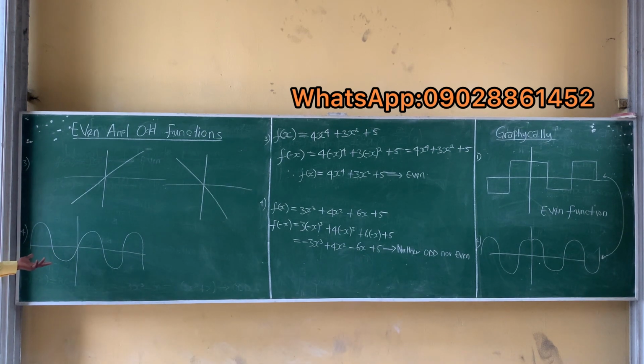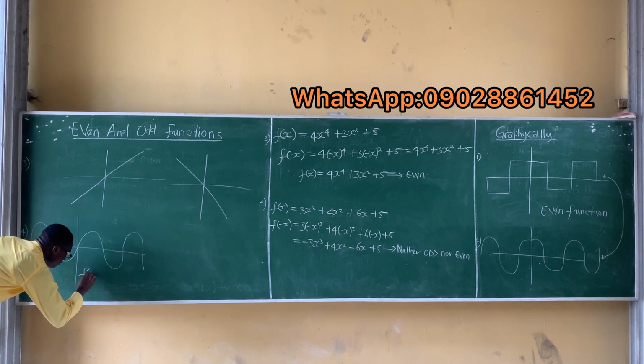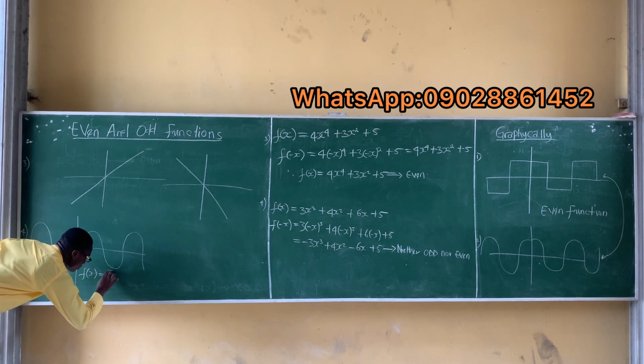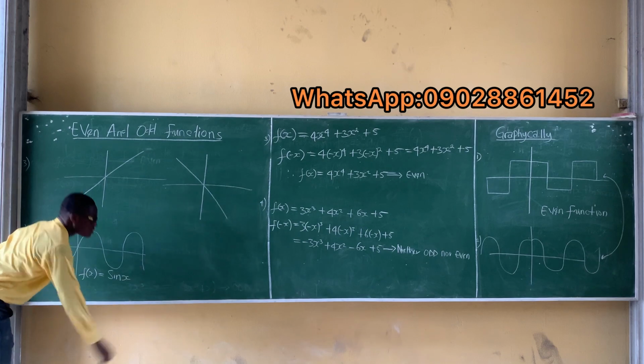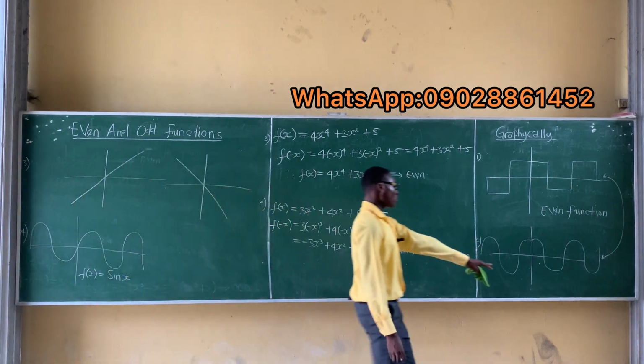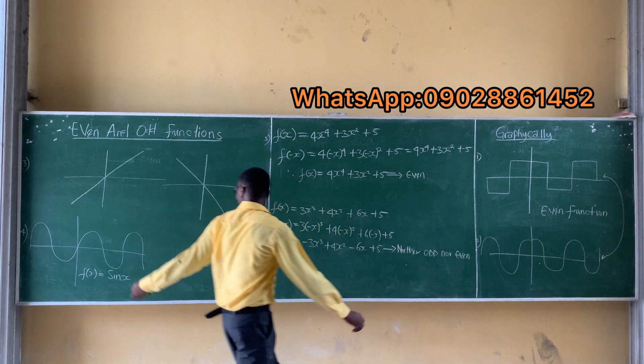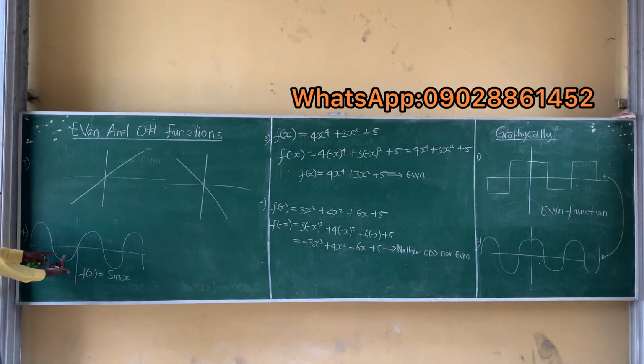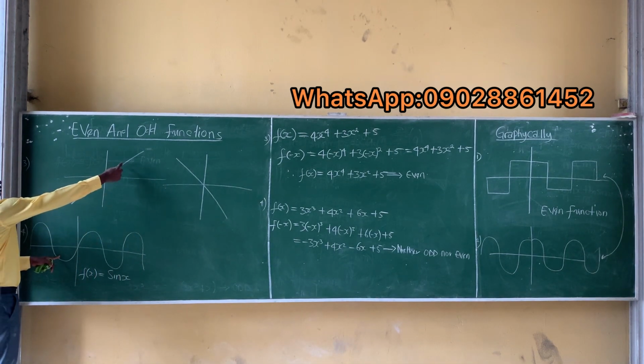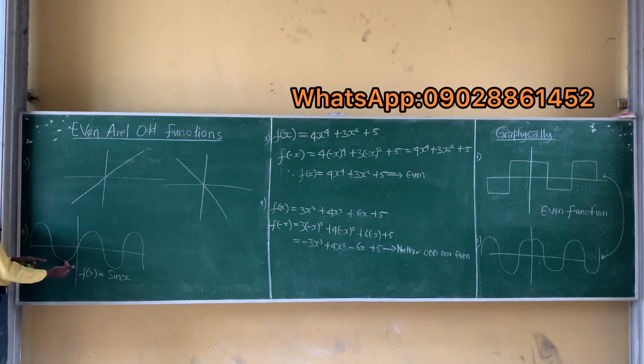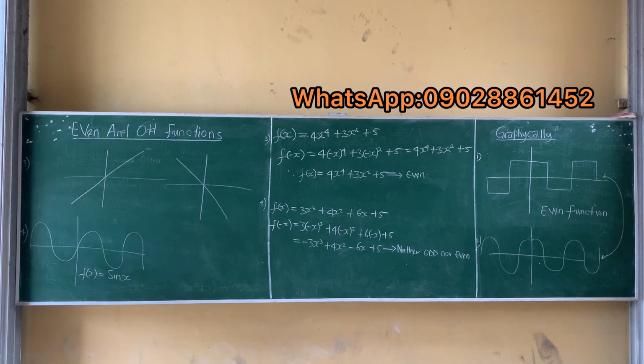Perhaps we have something like this. Is this not a sine function? This is a sine function, f of x equal to sine x. And this is f of x equal to cos x. If you observe, this and this are opposites. I also have this and this opposite, and this and this opposite. So this function is odd because they are symmetric about the origin.